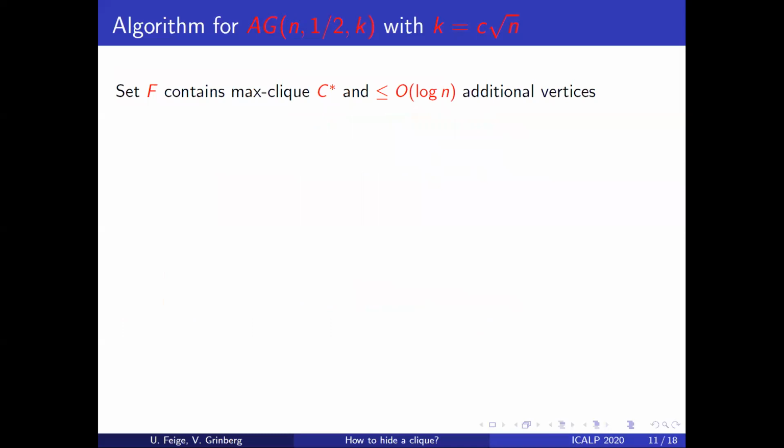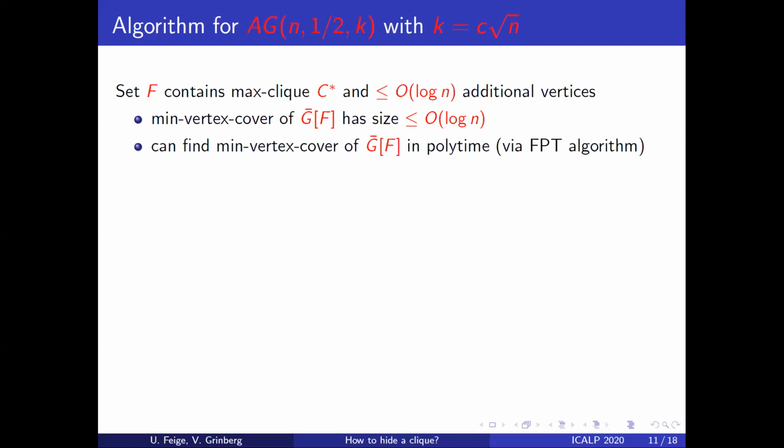So we have set F that contains the max clique of graph G and at most O(log n) additional vertices. The latter implies that the subgraph of the complement of G induced on F has minimum vertex cover size at most O(log n). Therefore, we can find the minimum vertex cover in this graph in polynomial time, for example, via the algorithm used to show that vertex cover is fixed parameter tractable.